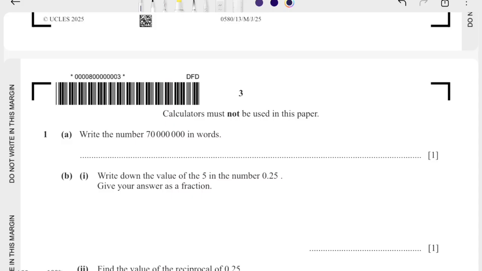Write the number in words. As students, just check the zeros. So there are 1, 2, 3, 4, 5, 6, 7 zeros. So 1 million is equal to 10 raised to the power 6. So if you see, there are 6 zeros for 1 million and 17 number is there, so it would be 17 million. So we have to write it in words.